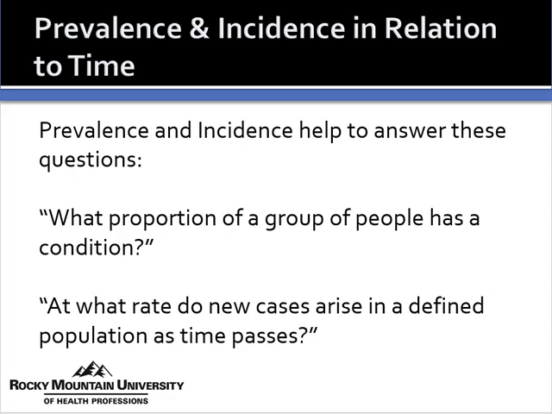Now, several measures of disease frequency are based on the concepts of prevalence and incidence. And like I mentioned before, those are two separate things. These things, though, help to answer questions like this: what proportion of a group of people has a condition? Or at what rate do new cases arise in a defined population as time passes? And we will clarify in a bit which one of these is prevalence and which one of these is incidence. And you may know the answer already.